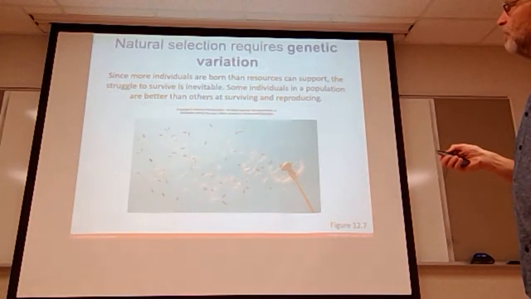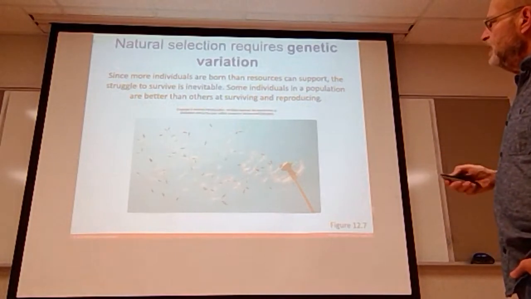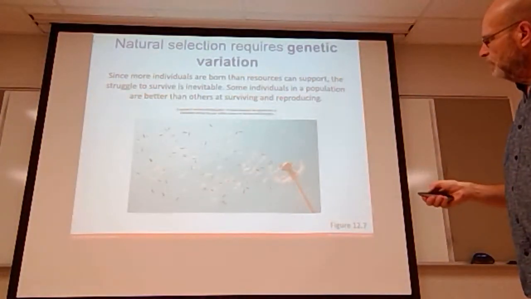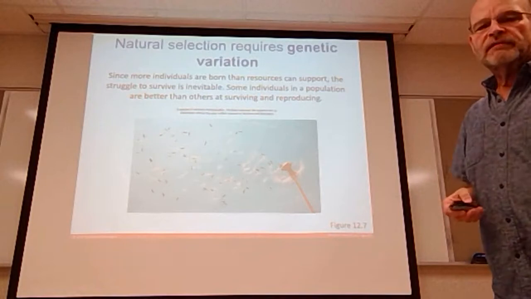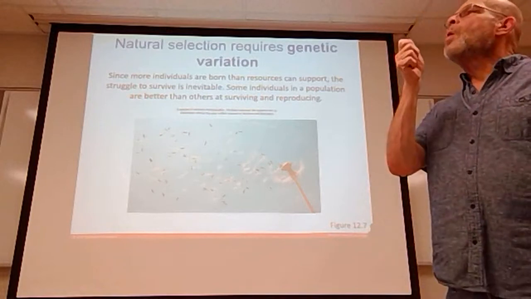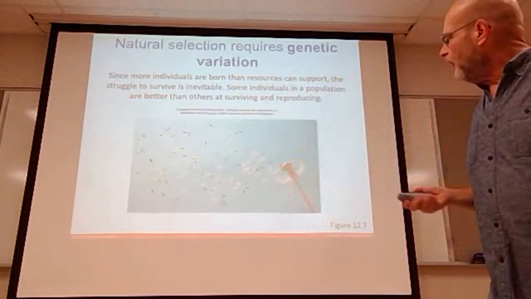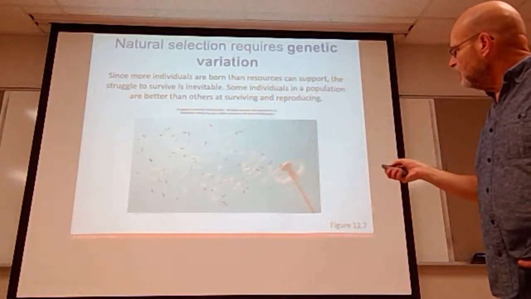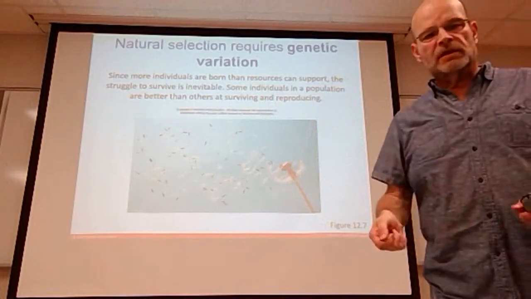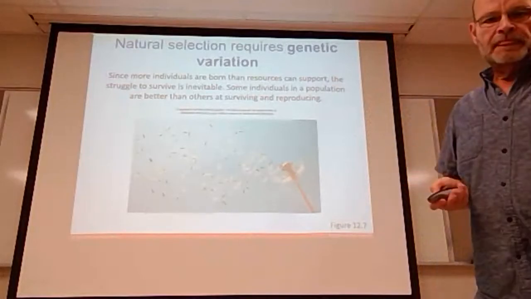Variation. Since there are more individuals born than resources can support, struggle to survive is inevitable. This is a picture of a dandelion. Almost all of us at some point in our life have picked up a dandelion and made the little fluffy things fly all over the place. That is the way these seeds are dispersed. Now, nature did not create this so little kids can pick it up and go. Nature made it so the wind will do it.